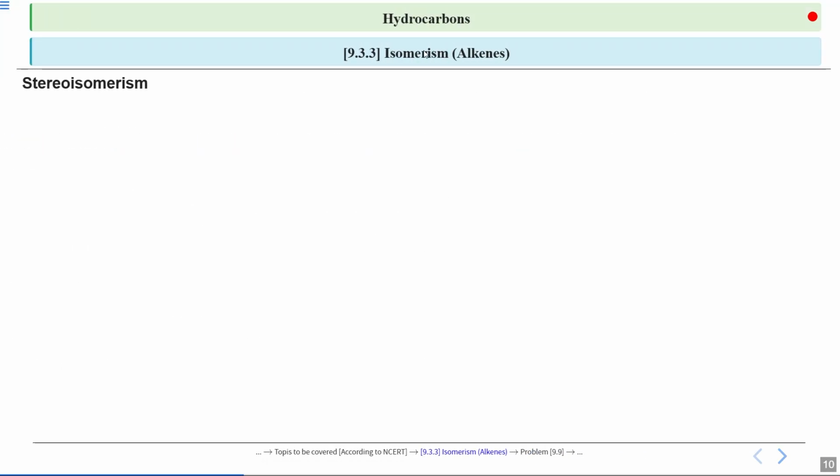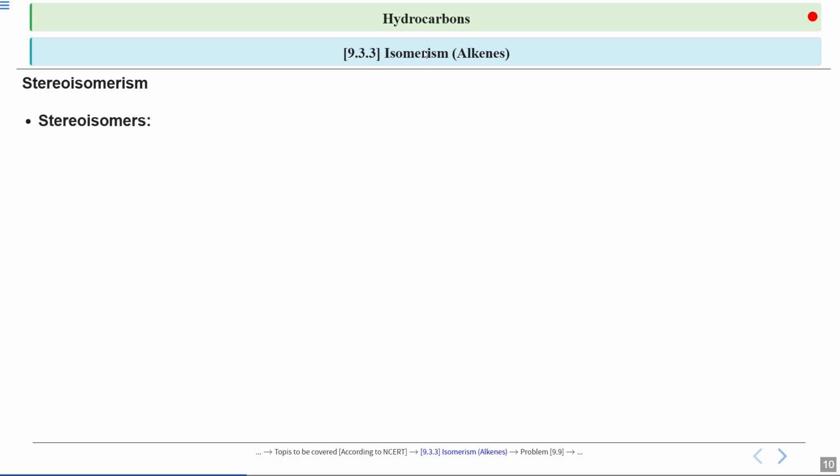Now we are starting our discussion on stereoisomerism. We have talked about structural isomerism, the three types of structural isomerism. First is chain, second is position, and the third is ring chain. Now the second type of isomerism is stereoisomerism. It is a fascinating aspect of chemistry that deals with the spatial arrangement of atoms in molecules.